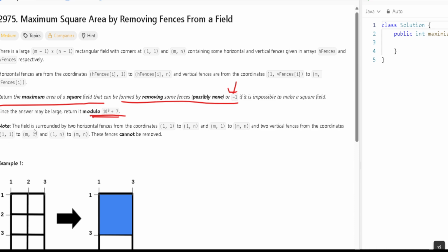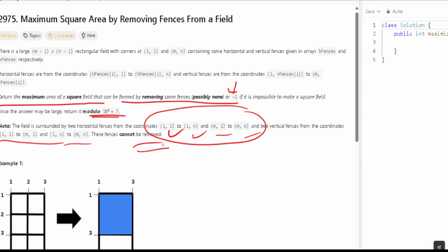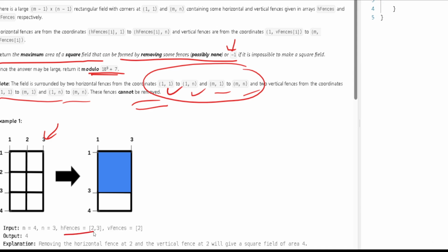The field is surrounded by horizontal fences like this and this to this. These are the four coordinates we have been given, and these fences cannot be removed. What have we understood? We have a rectangle field, and we are given horizontal fences and vertical fences. This is called the y positions and this is called the x positions. So these fences divide the field into many smaller rectangles.